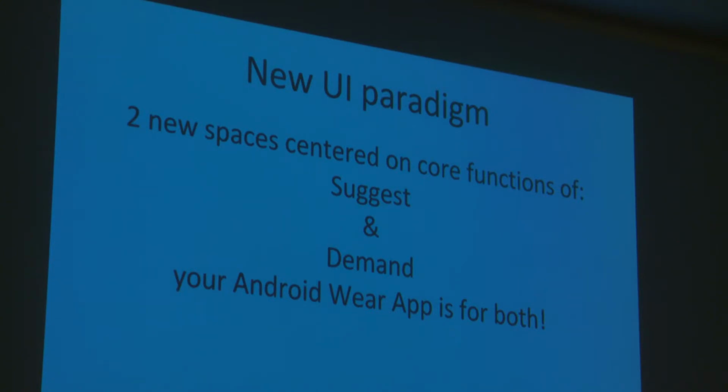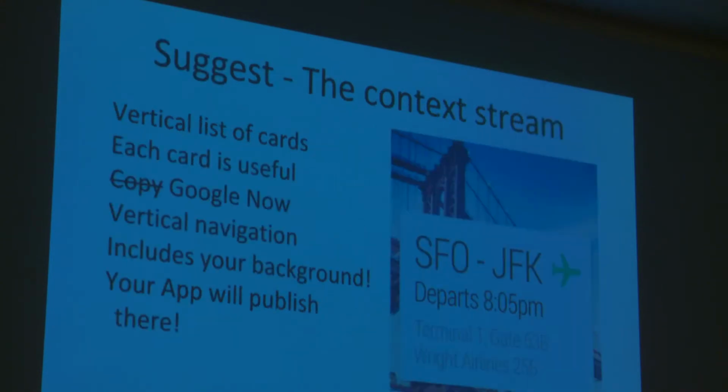Say you're, I don't know, getting up in the morning, you might see the weather right there. Or if you have an appointment, it'll show up on your watch. So that's the suggest. There's a vertical list of cards. It's kind of like the Google Now.